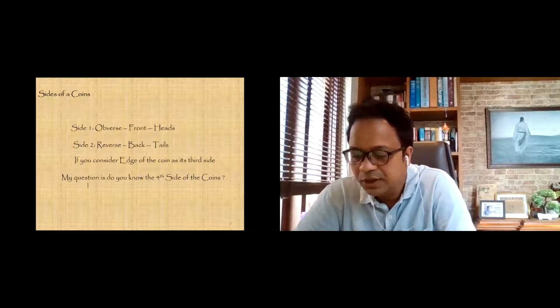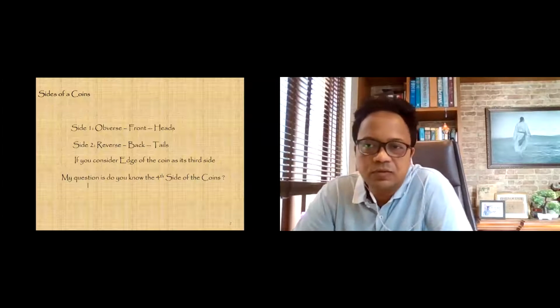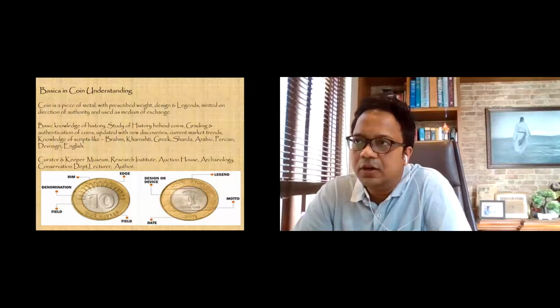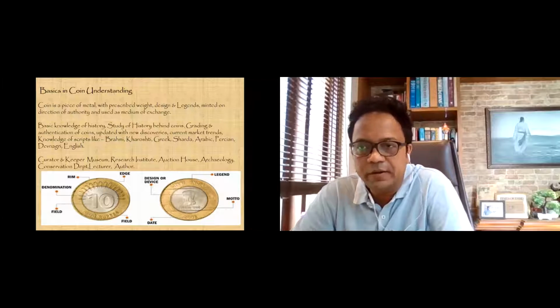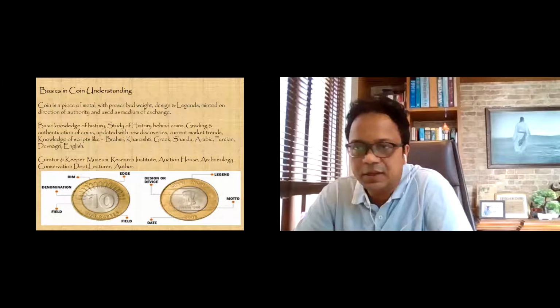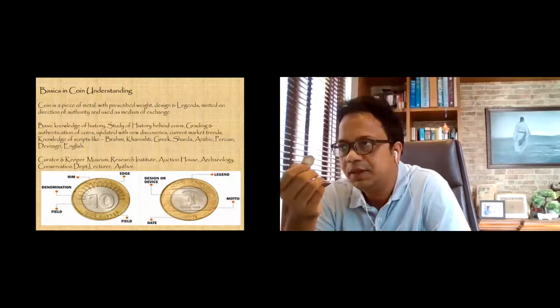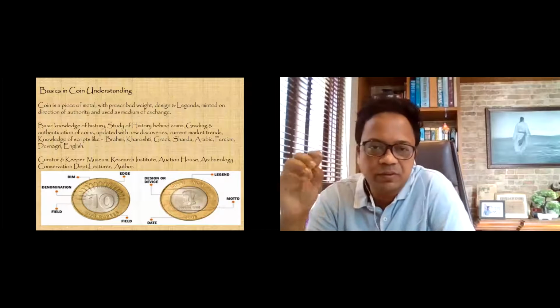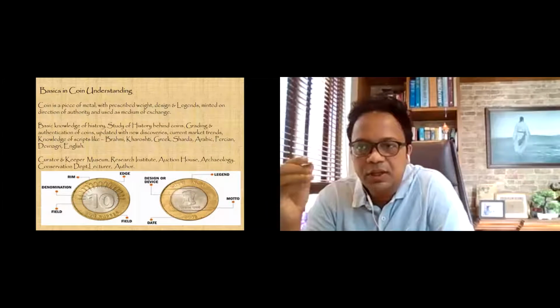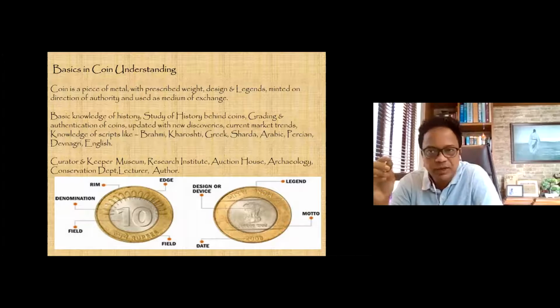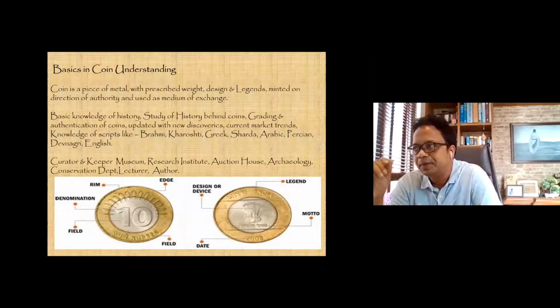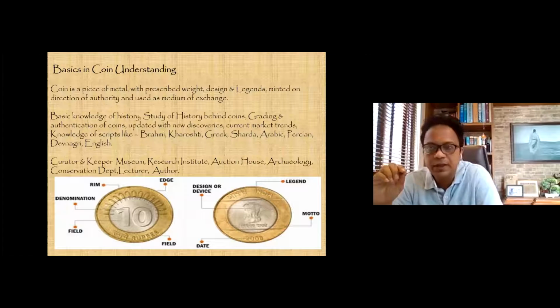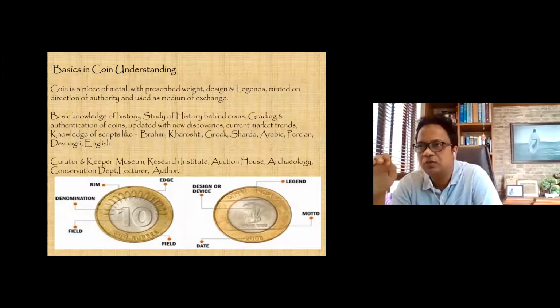So let's try to understand how someone looks at a coin. So a basic understanding of a coin, right? It is a piece of metal. It has a prescribed weight. So typically, every coin will have a certain weight, around 9 grams to 11 grams. It has a design and a logo and legends. It's minted on direction of an authority, and that is the most important part of a coin, right?